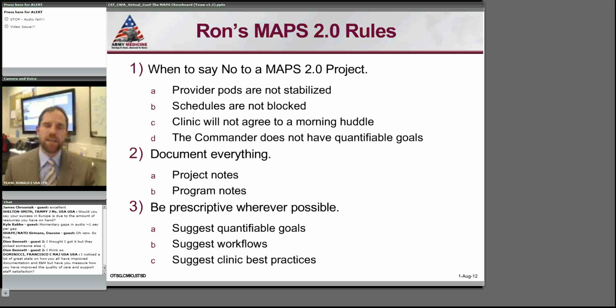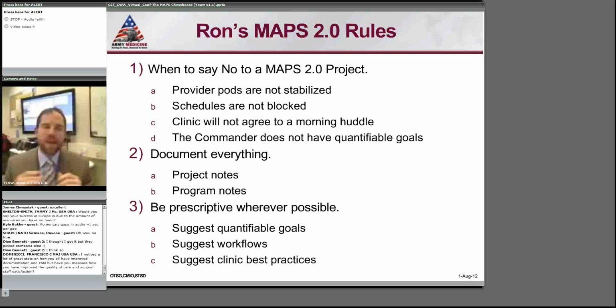You've got a commander willing to step in and say, we're going to make a direction, and I want the clinic to physically look different. That's when you know you can have a good MAPS 2.0. So if they don't have the goals, let alone be willing to make those types of statements, you're going to have a problem on your hands. So that's my number one goal, knowing when to say no.